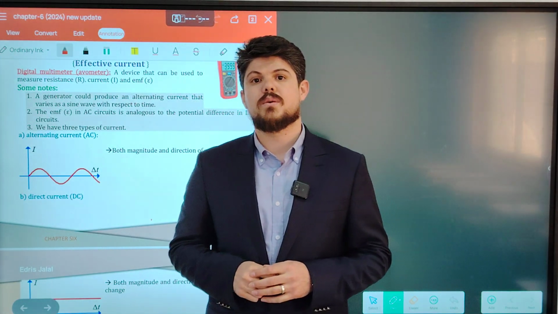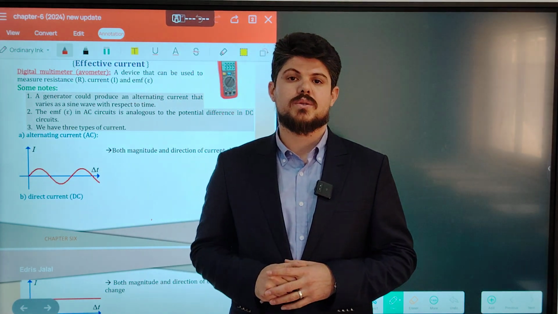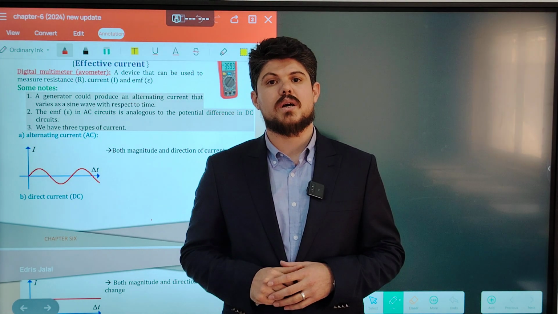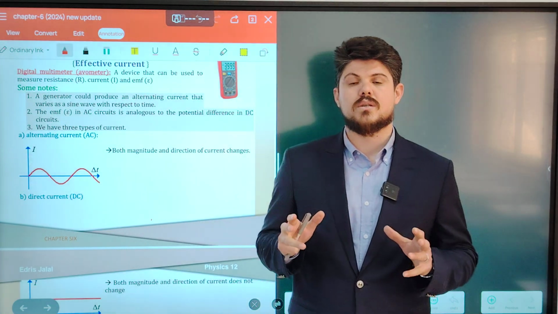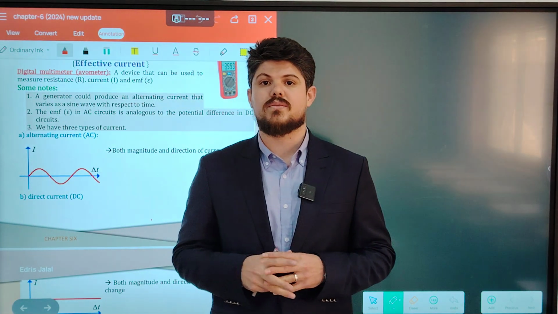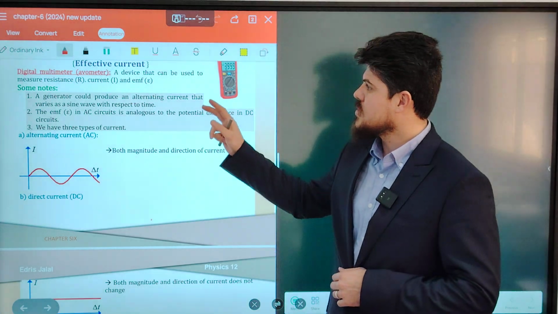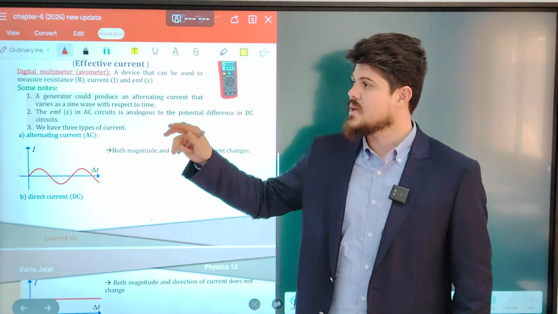In a previous lesson, if you remember, we finished section 2 in chapter 6 about the generator, motors, and mutual inductance. Today's lesson we are focusing on section 3 in chapter 6 about the effective current.